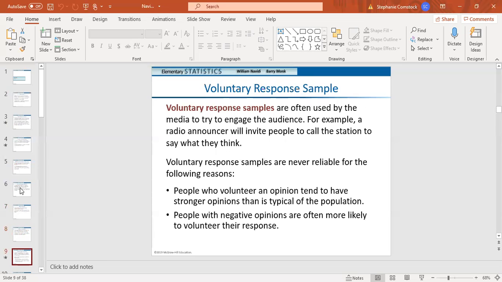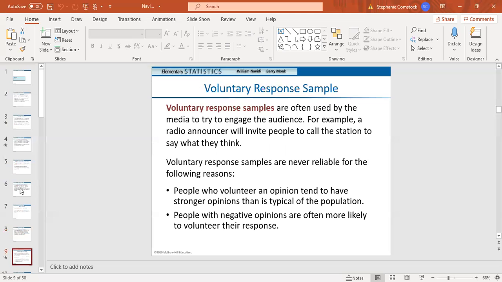Okay. The next one is voluntary response. This is going to be that the individual gets to choose whether or not they want to participate. They give the example of a radio announcer who will invite people to call into the station and give their opinion about something. News outlets do this a lot, where they want to get opinions about upcoming election topics or debate topics or whatever else.